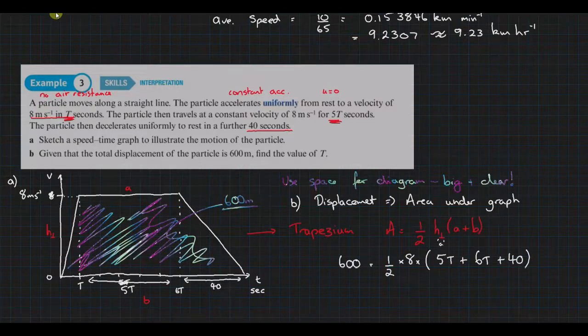So that's A, that's B. Expand, simplify the brackets. So we've got 44t plus 160 is 600. So 44t is going to be 440. So t is 10 seconds.